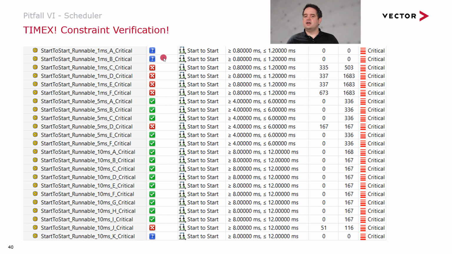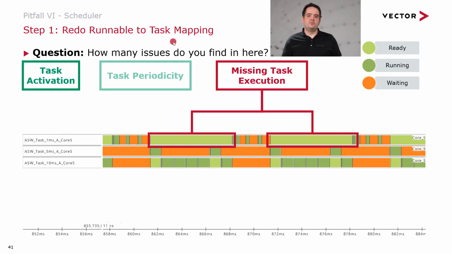And some of these runnables are not even in the trace. That's why they are marked with that blue question mark. So let's deal with the first issue. Let's do a little bit of regrouping. Let's now assign all the 1 millisecond runnables to the 1 millisecond task, the 5 millisecond runnables to the 5 millisecond task, and the 10 millisecond runnables to one task.